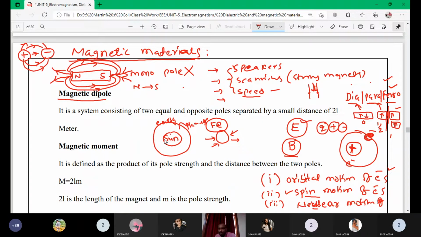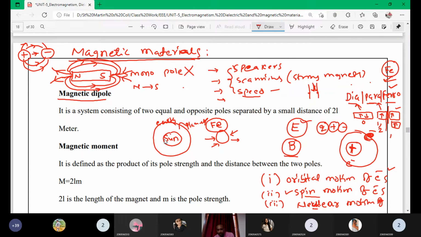But ferro, like iron, if you take any iron material, it will attract very easily, or it will repel very strongly. That type of behavior these elements will have.